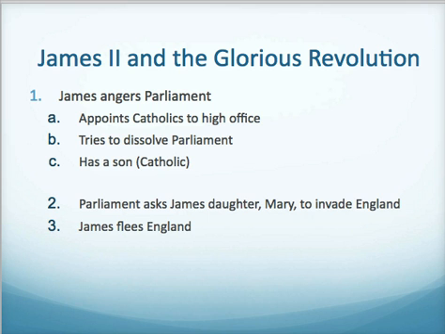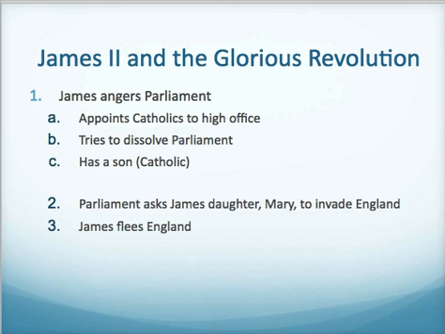Then he decides he wants to be an absolute monarch. He wants to rule the way that his father was supposed to rule. Parliament passed a law, and they said no Catholics in high offices. James, of course, is a Catholic. He has Catholic friends. What does he do? He appoints them to high office. James tries to dissolve Parliament. Well, if you look at the Petition of Right, that was one of the first things. We determine, not the king. But they're like, we can wait him out, we can wait him out, we can wait him out.